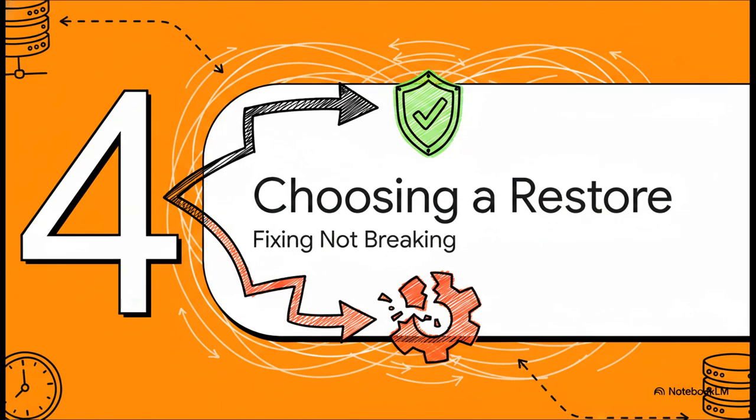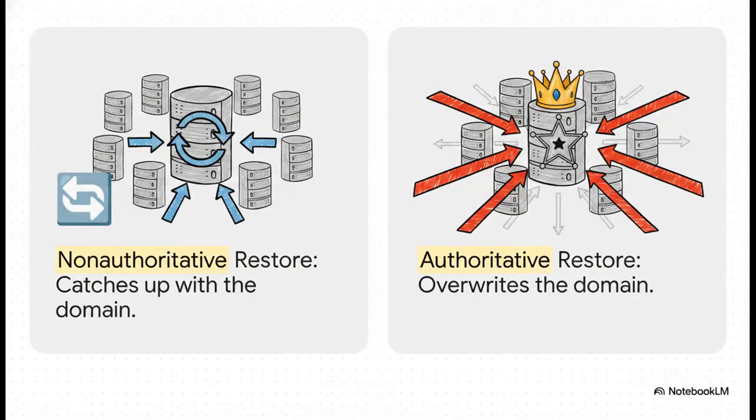We now arrive at the climax of our lecture, Section 4, Choosing the Right Restore. Because the story doesn't end at the reboot. There are two distinct flavors of ADS restore, and selecting the correct one is the difference between fixing a problem and accidentally making it worse. There is a vital contrast between these two methods, non-authoritative restore versus authoritative restore. Let's break down precisely how each method behaves when it's introduced back into a multi-master replication environment.